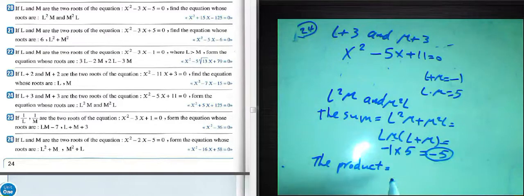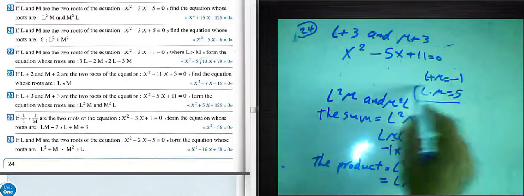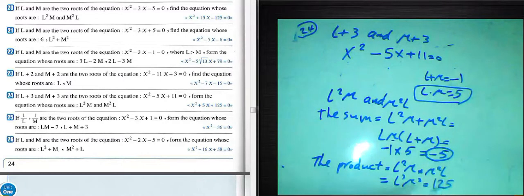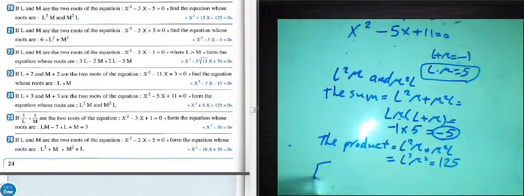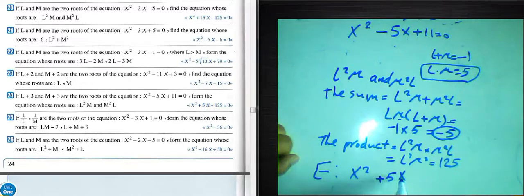And the product between the two roots L power 2 M and M power 2 L equals L power 3 M power 3, which equals 5 cubed, 125. So the equation would be x power 2 subtract negative 5, which would be positive, 5x plus 125 equals 0.